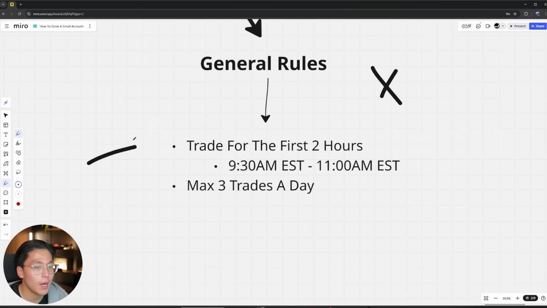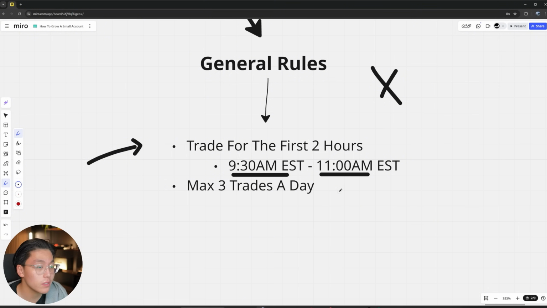A rule that I abide by is trade for the first 2 hours of market open, in between 9:30 a.m. and 11 a.m. Eastern Standard Time every single day. The reason being is because there's the most volatility that happens during the New York session open. And the important thing here is volatility. So if the volatility is within the 9:30 to 11, that's when we want to be looking to trade.